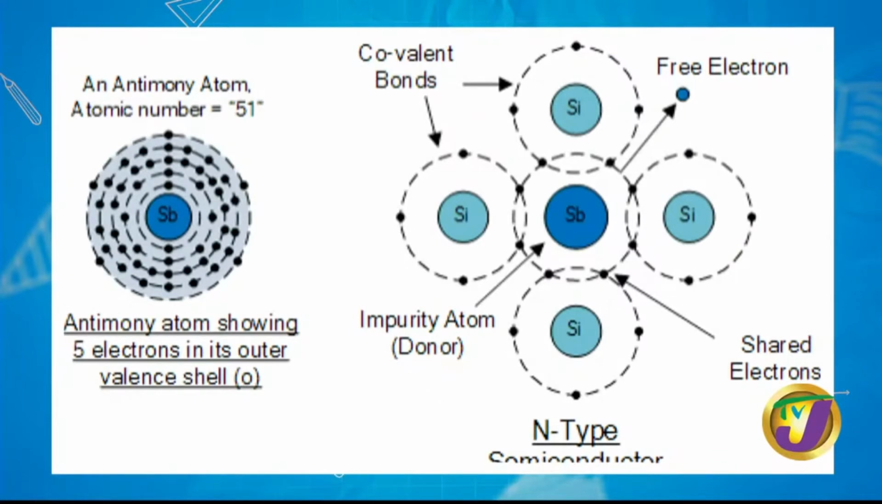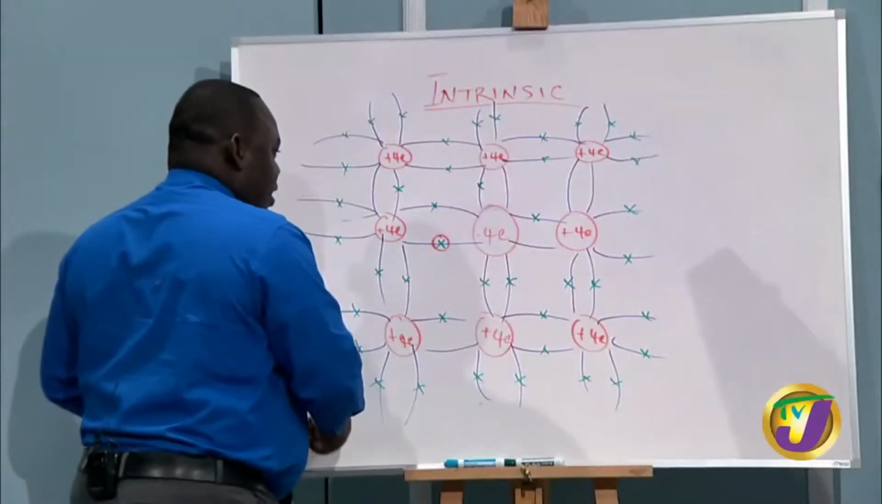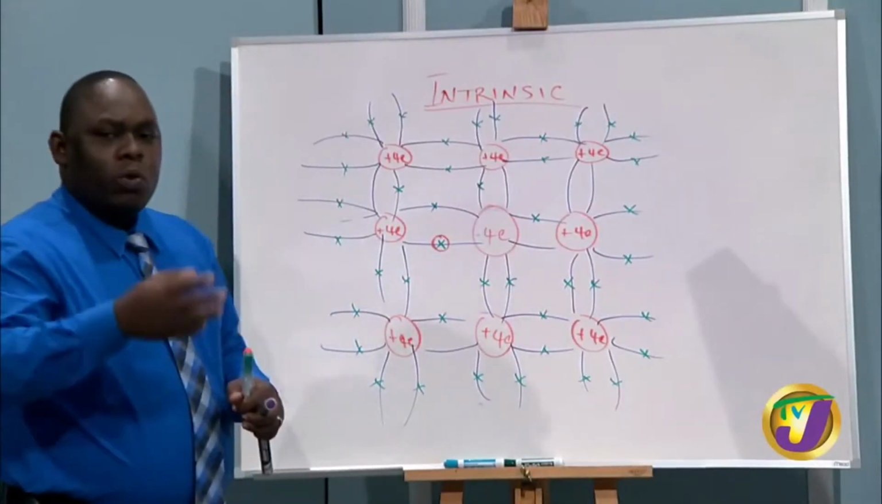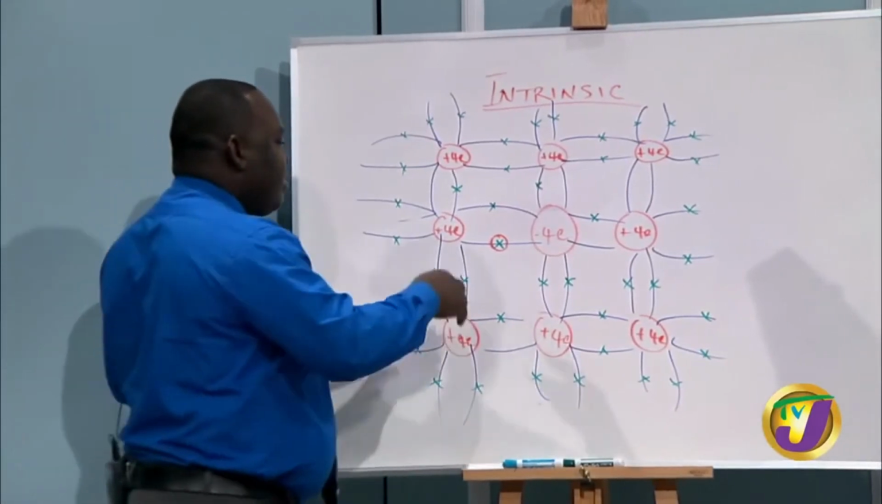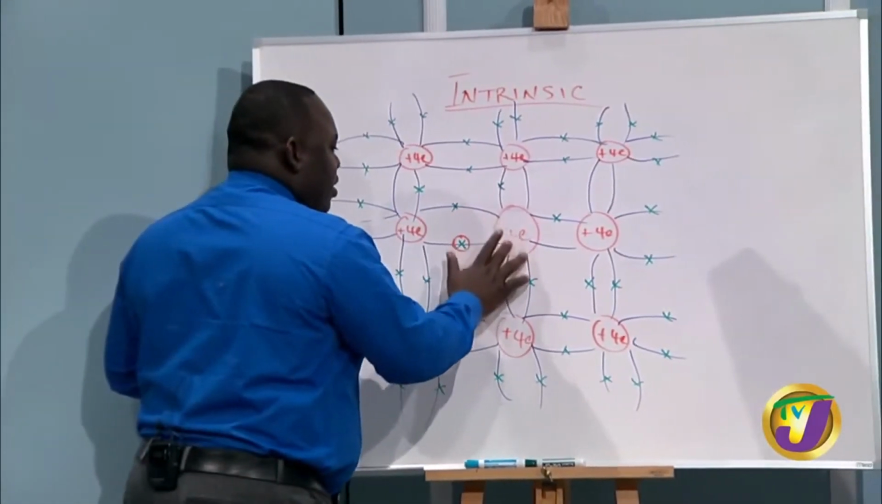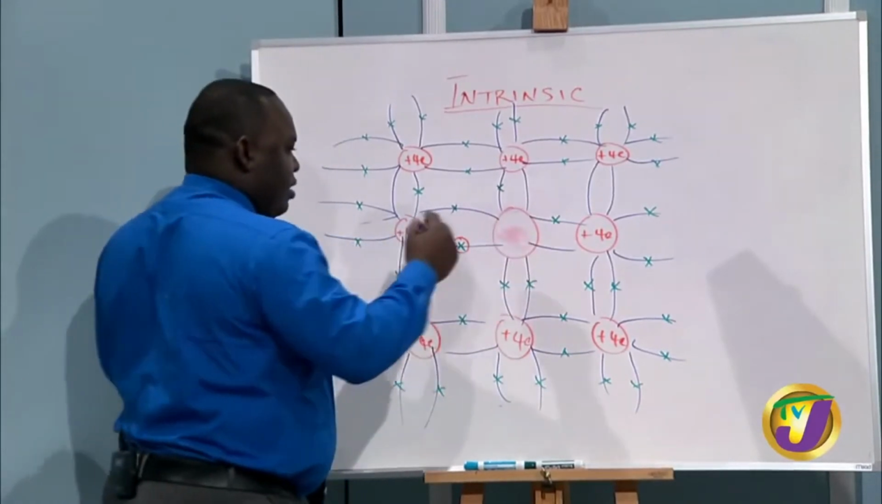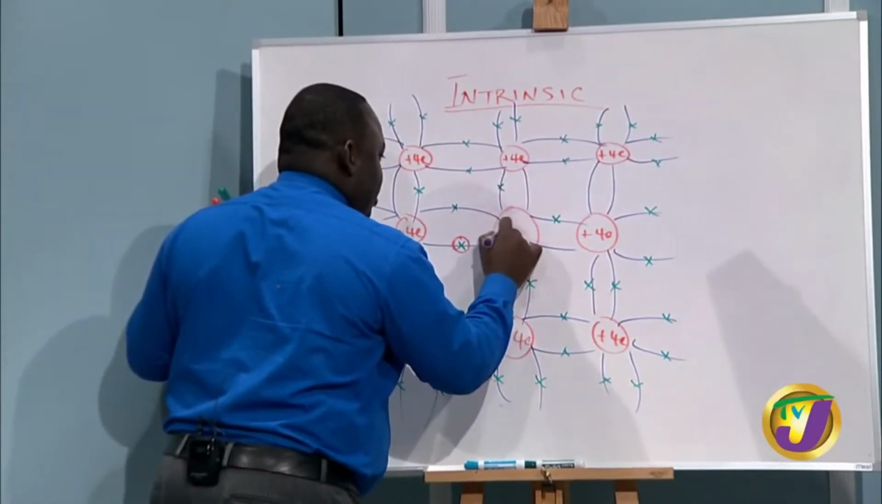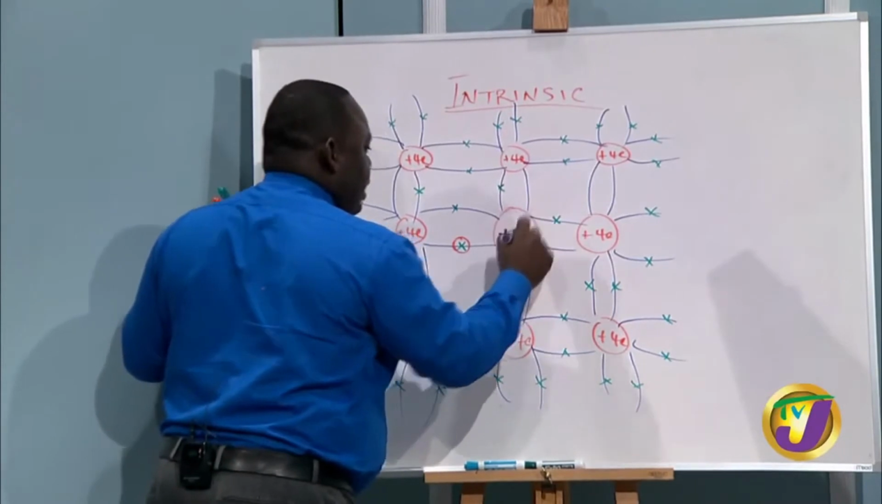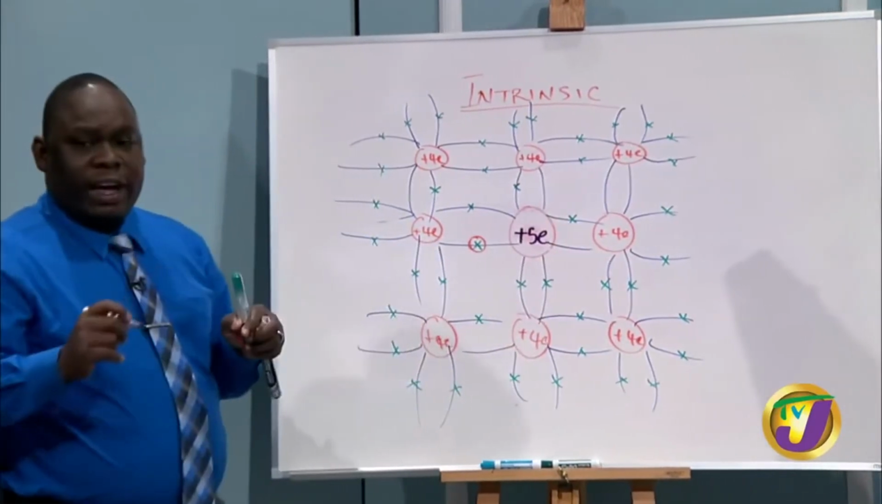Now if we should go back to our board, let us say that we're going to be removing one of these silicon atoms, and we're going to be adding what is now a plus 5 element. Let us now add our plus 5 element to our board. That is what we now have right there. We add our plus 5 element.